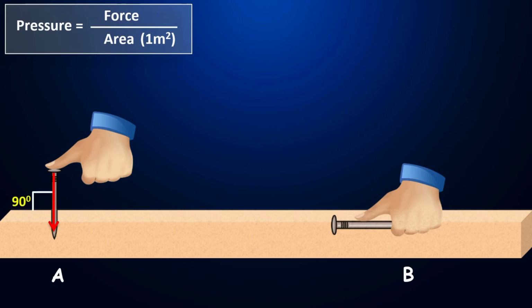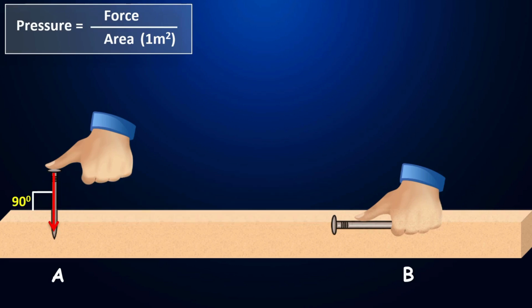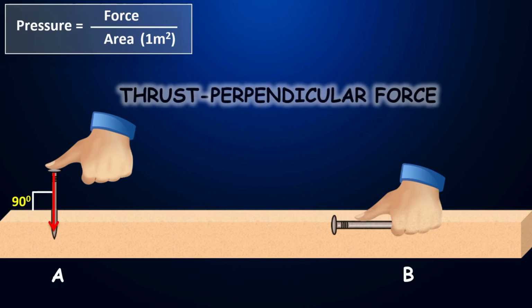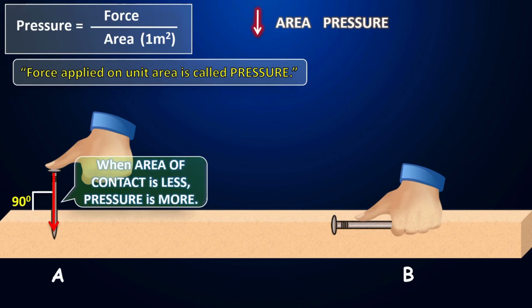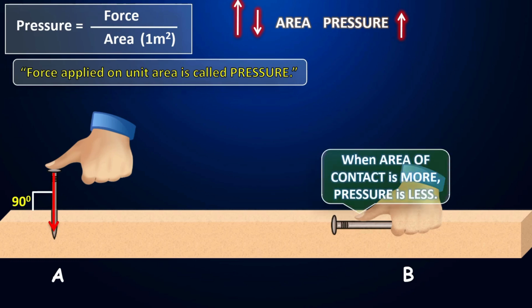The force applied here is 90 degrees, that is, perpendicular. Force is applied perpendicular to the surface of the board at the head of the pin. Thrust is the perpendicular force. Force applied on unit area is called pressure. When the area of contact is less, pressure is more. When the area of contact is more, pressure is less.